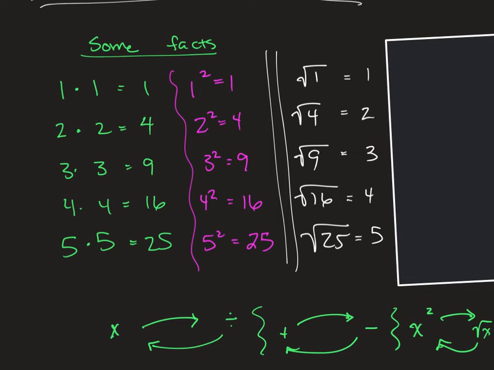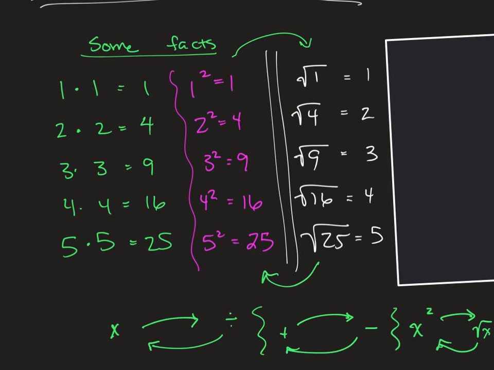Is that if you have 2 factors of 3, that's 9. The square root of 9 is 3. So really what we've got here is like going forward, going backward. Square root of 25 is 5, because 5 squared is 25.